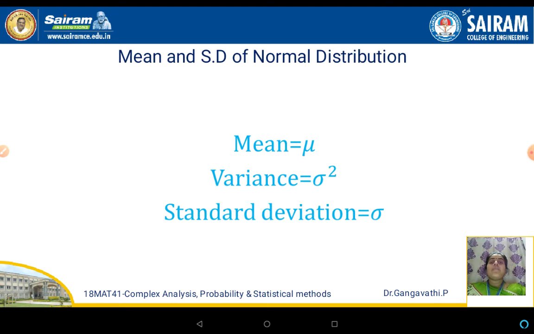So once after proving it as a probability density function, the next step is that we have to check what is the mean, standard deviation and variance with respect to the normal distribution. So what is the mean here? The mean for the normal distribution is mu, the variance is sigma square, and standard deviation is sigma.